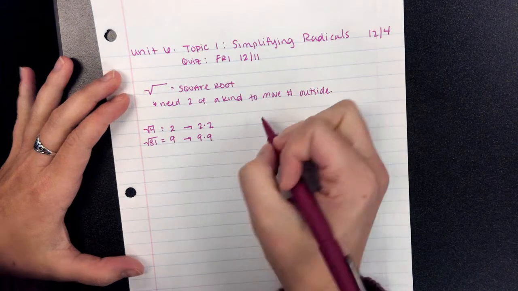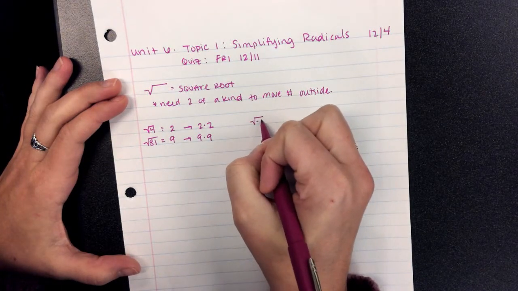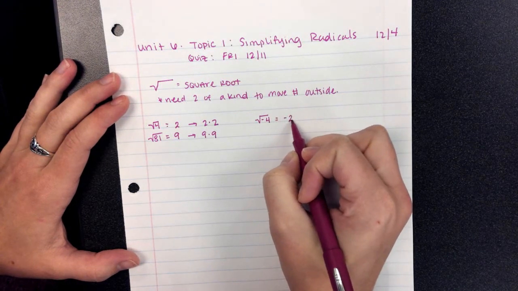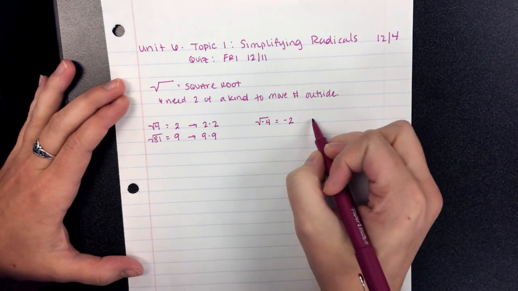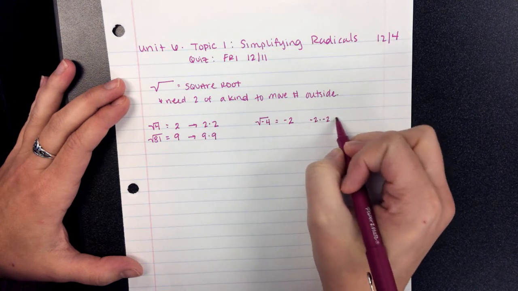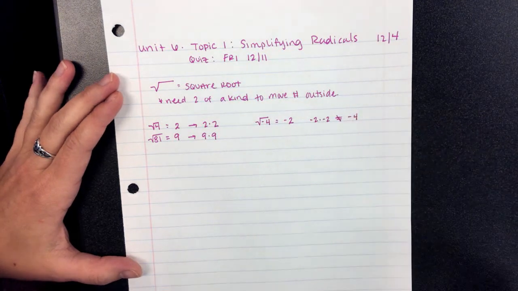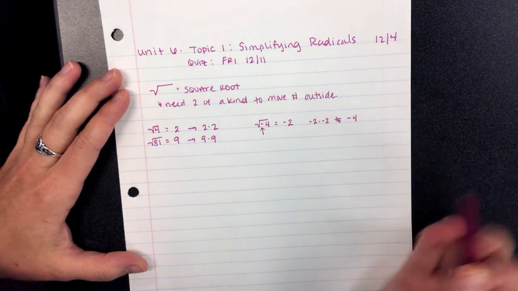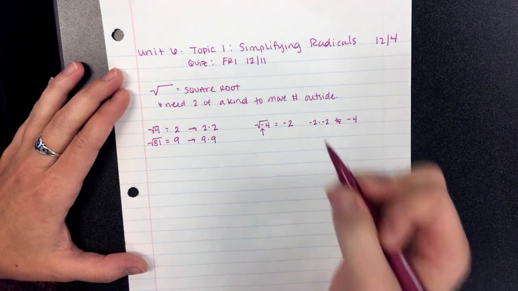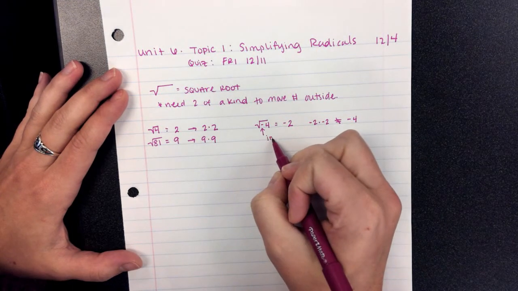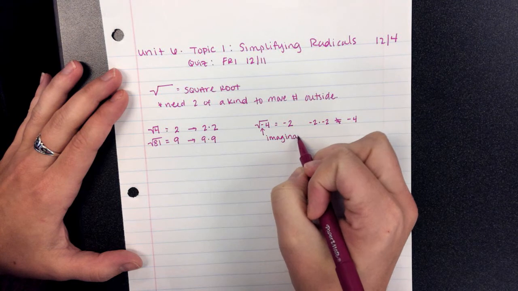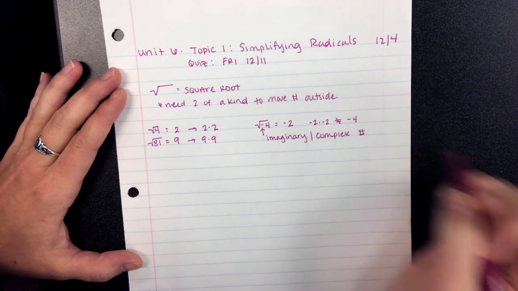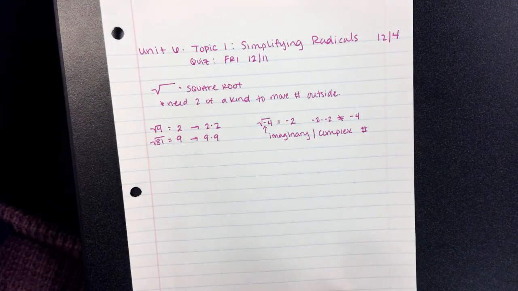Now, what if I asked you what's the square root of negative 4? Most of you would probably say negative 2, but that's not correct, because negative 2 times negative 2 does not equal negative 4. So today we're going to see what we do when we have a negative under the radical. This will be called an imaginary, or some people call it a complex number.